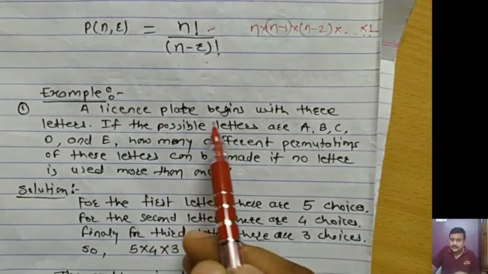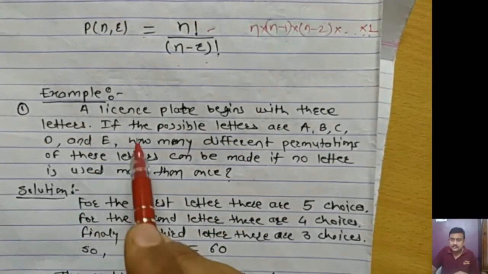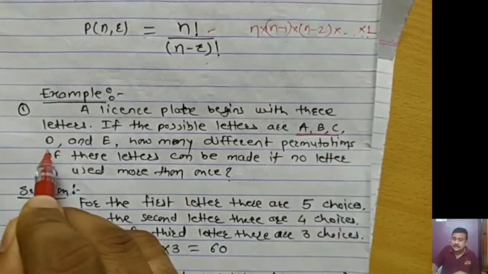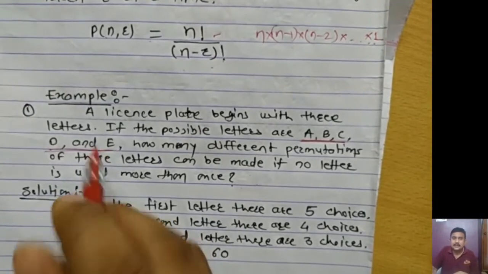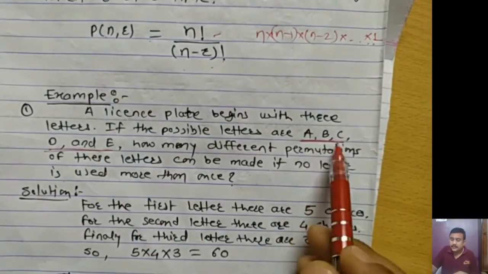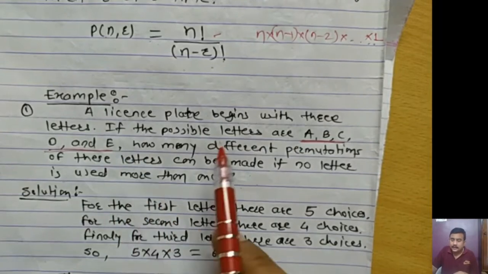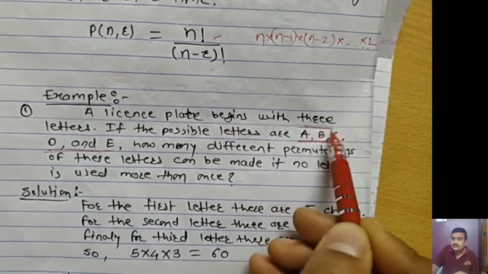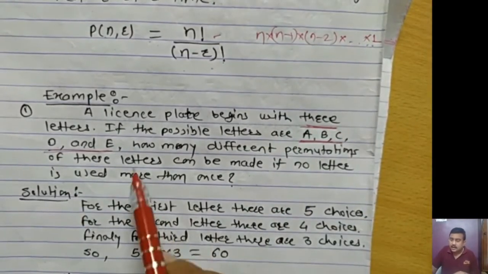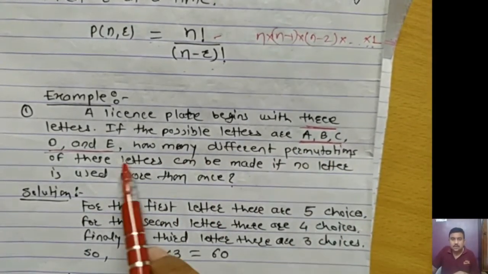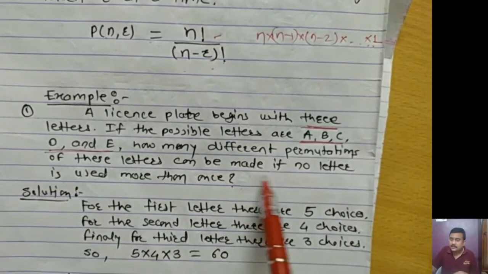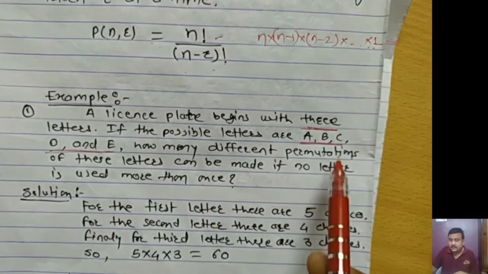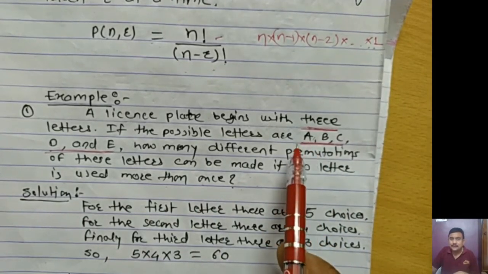A license plate begins with 3 letters. The possible letters are A, B, C, D and E. It means that there are 5 letters given over here, A, B, C, D and E, and we have to choose 3 letters because the license plate begins with 3 letters. How many different permutations of these letters can be made if no letter is used more than once? It means that we can use each letter only once.